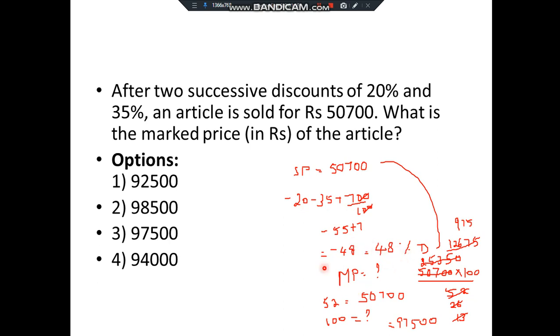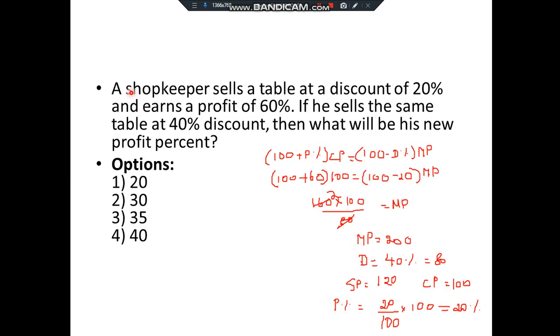And selling price is 50,700. Now find market price, that is remaining after discount. The remaining 52 is equal to 50,700. So we'll have to find it for 100. You get the value as 97,500. So hope you understood.